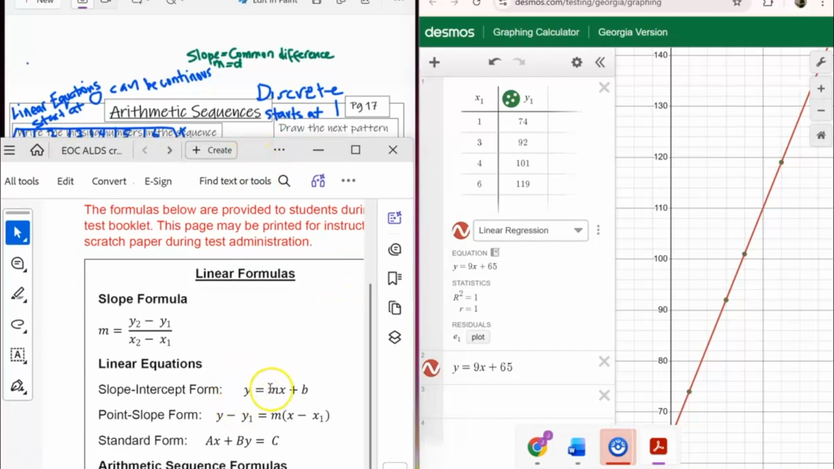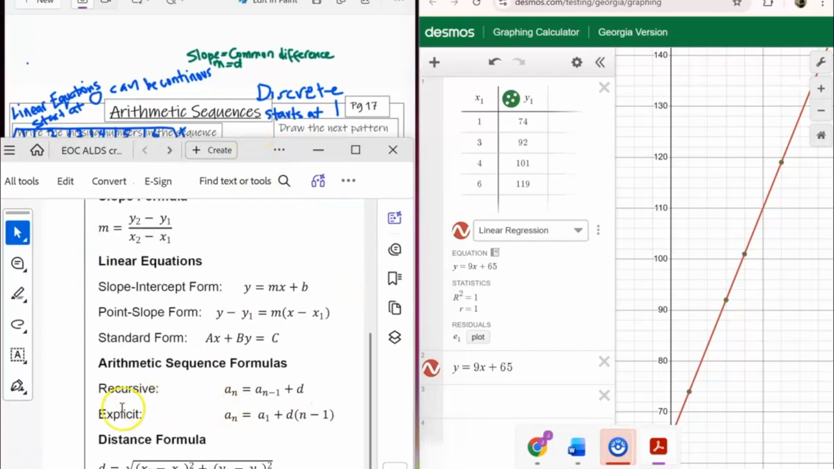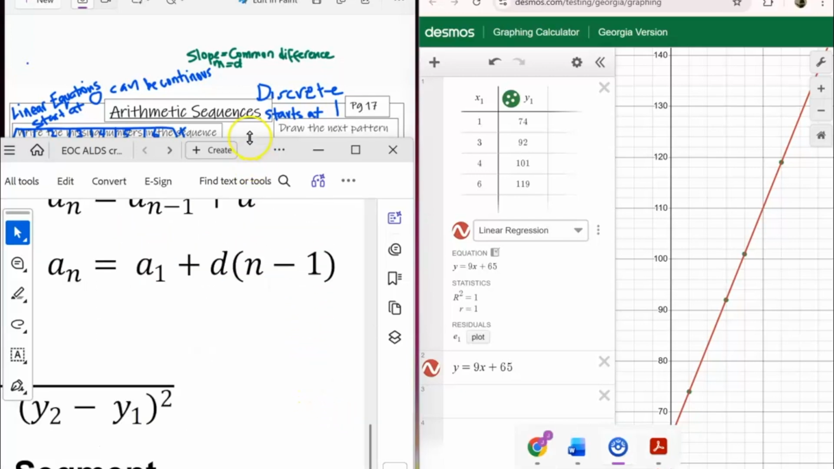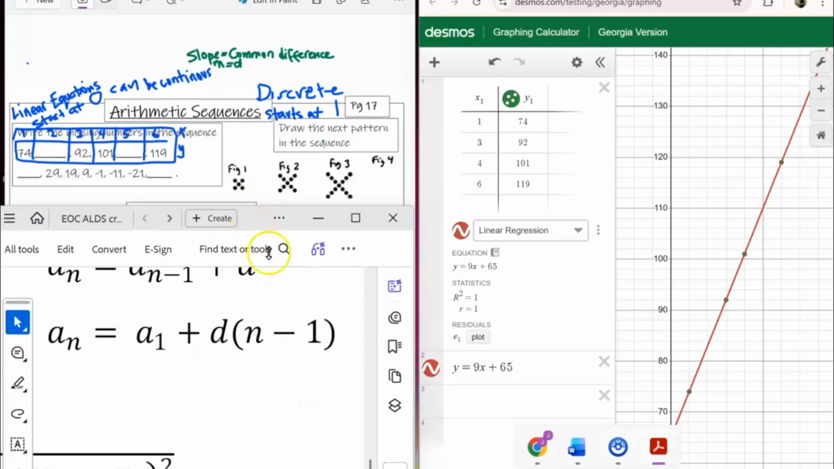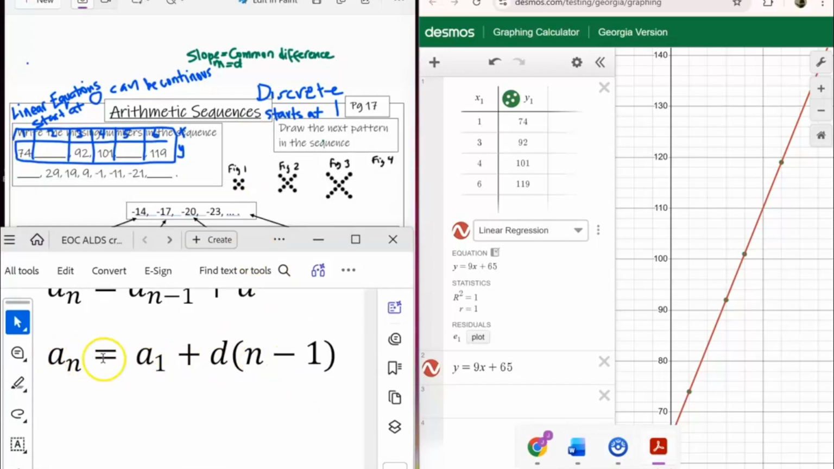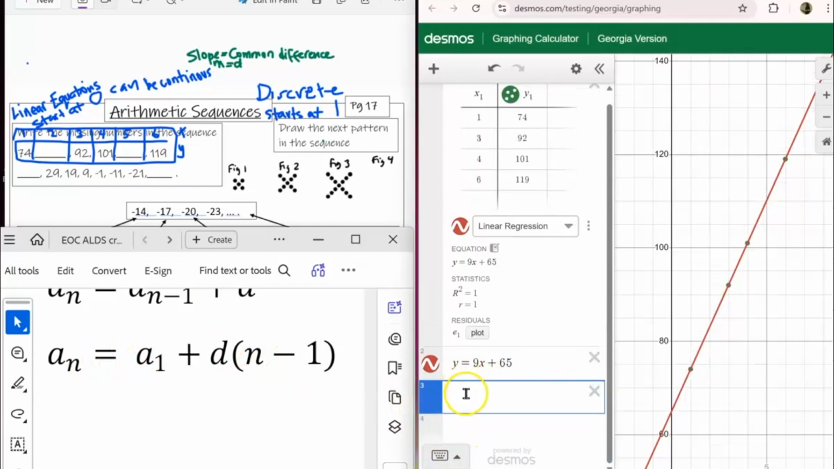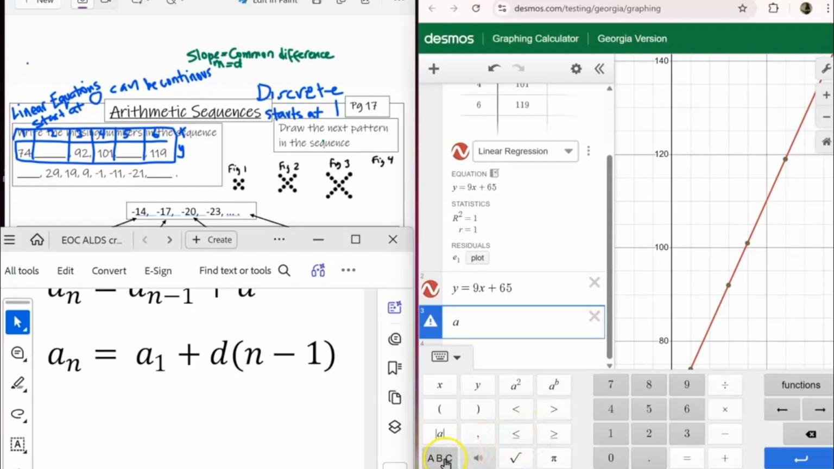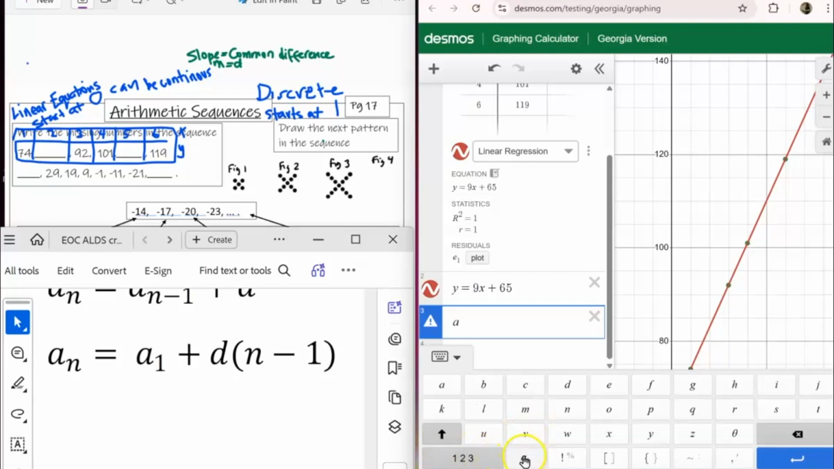I need to go from y equals mx plus b into a sequence, and I'm going to go into this sequence here. Now that we know what every single letter means, we are going to transform it from y equals mx plus b into an arithmetic sequence. I'm going to start off by typing a sub n because that's what I'm looking for. You could be proper and put the subscript, but you do not have to. You never have to write it in the calculator. You're just going to write your answers in the electronic things that we do in class.